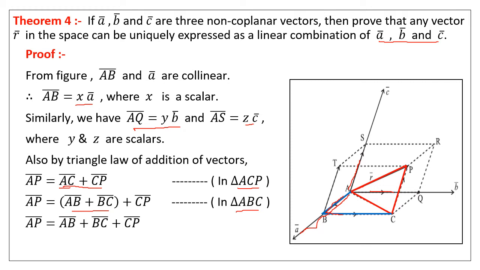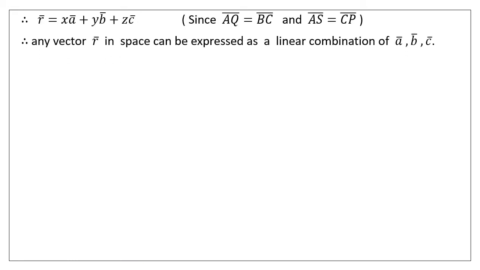Now we have AP bar is nothing but AB bar plus BC bar plus CP bar, which equals r bar, that is x a bar plus y b bar plus z c bar. So r bar equals x a bar plus y b bar plus z c bar, since we have AQ bar equals BC bar and AS bar equals CP bar from the diagram. So this r bar can be expressed as a linear combination of a bar, b bar and c bar.